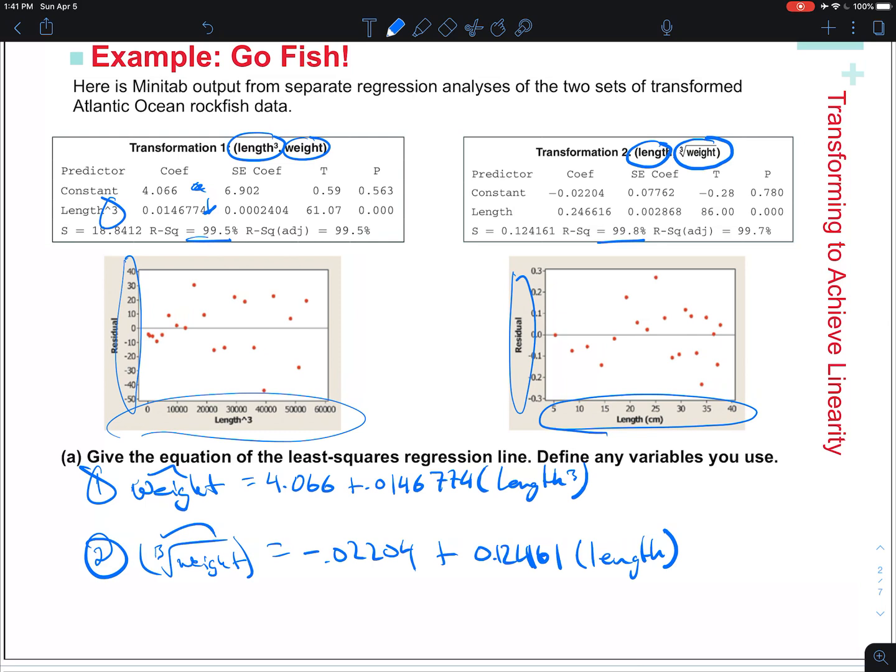Let me take that back. You guys forgive me. 0.246616. Too many 2s, 4s, 1s, and 6s. I was looking at S instead of the coefficient of the x variable there. But we finally got it together. Each of those equations would be fine to use.